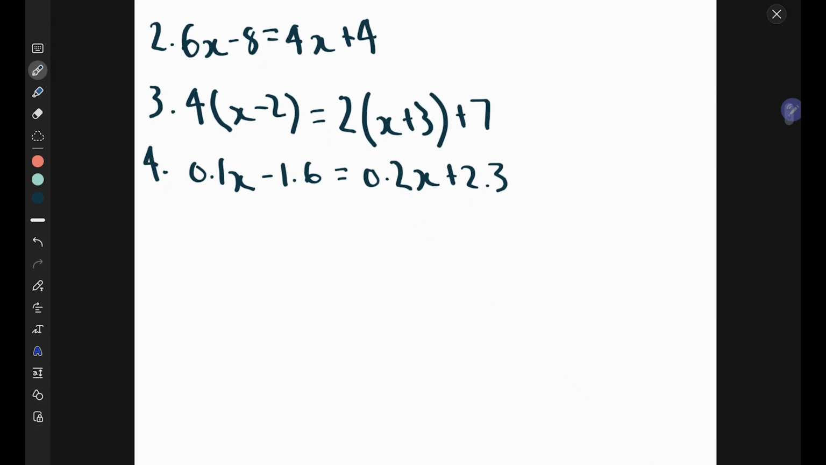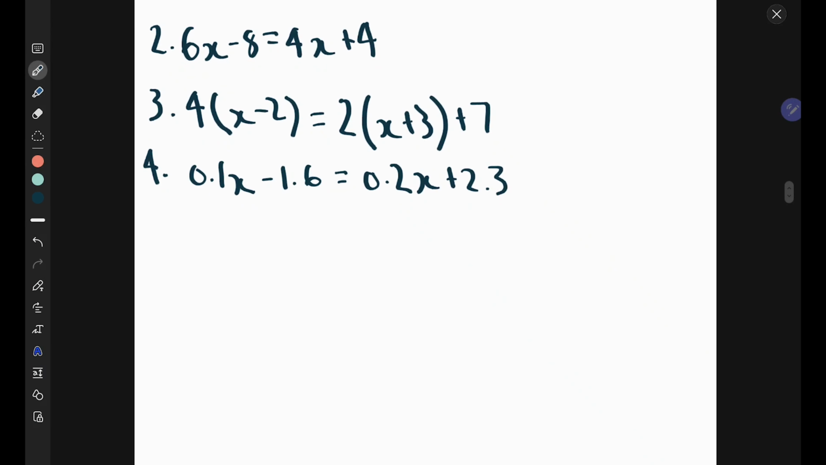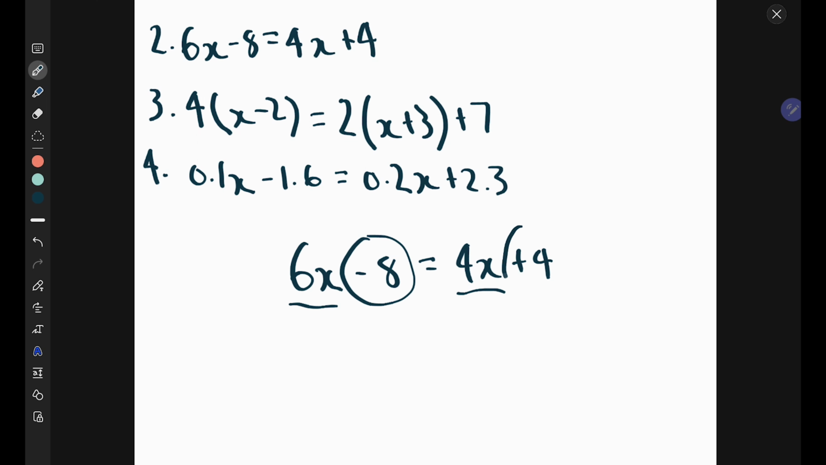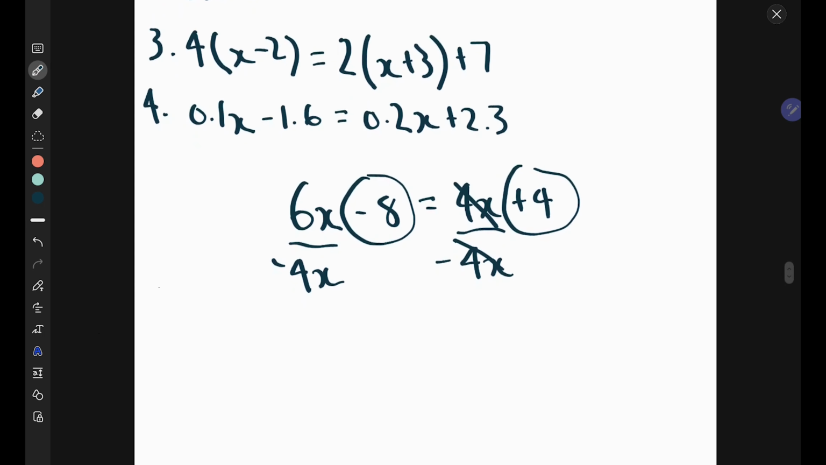Then we have 6x minus 8 equals 4x plus 4. So this is a bit harder, but still really simple. I'm just gonna write here first, 6x minus 8 equals 4x plus 4. So first, since there are like terms here and here, and here and here, we're gonna try and put them together. So first we're gonna minus 4x from here. That way they both get cancelled. And then we're gonna do minus 4x here. Let's work that out. 6x minus 4x is 2x, right? And then we have minus 8 equals 4.